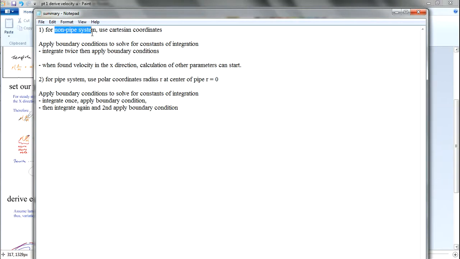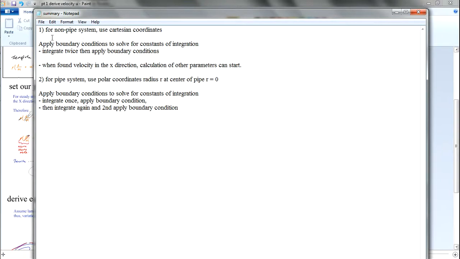So we talk about the non-pipe system at first. We talk about the shaft. I think you remember already. And then we talk about Cartesian coordinates. When it is a non-pipe system, you use Cartesian. If it's a pipe system, you use polar coordinates. This is the first key thing I want to make known.